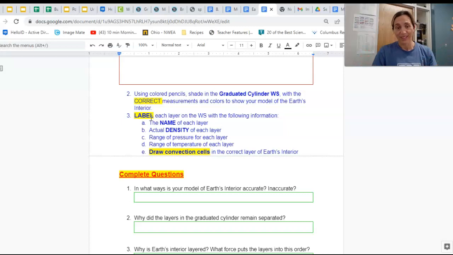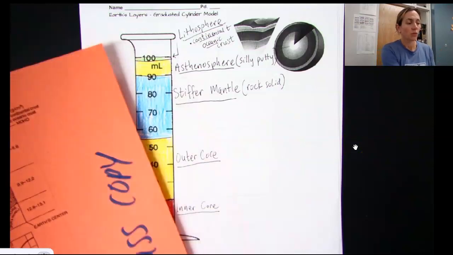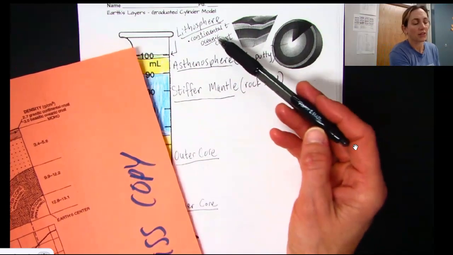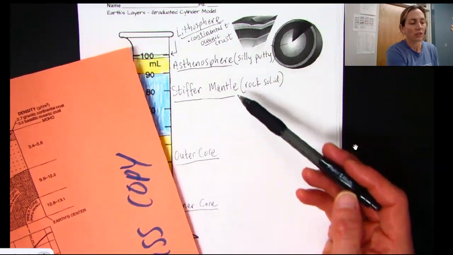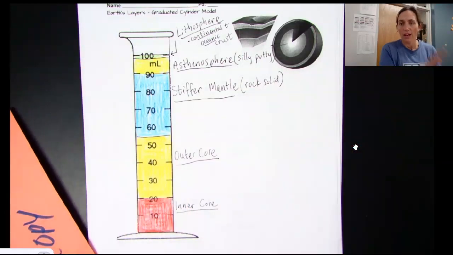Okay, so pause the video, get the chart, and you are going to label what you can: density, range of pressure, range of temperature, and then draw in the convection currents in the layer where they occur. All right, pause the video and go do that.